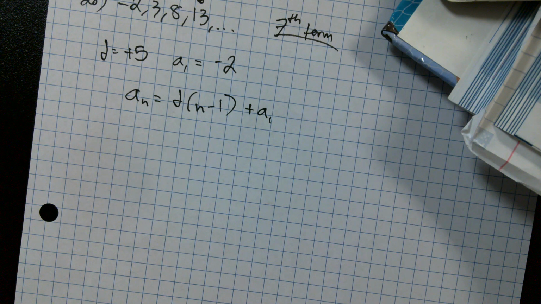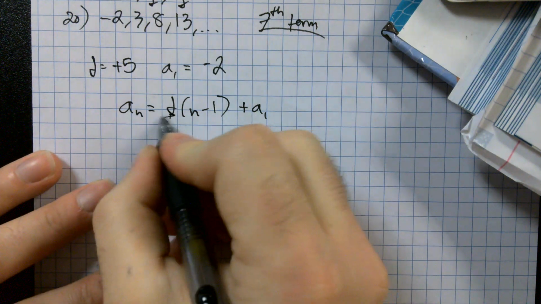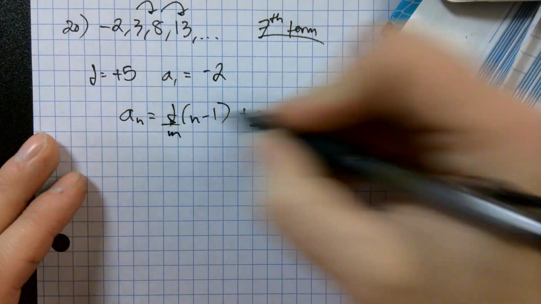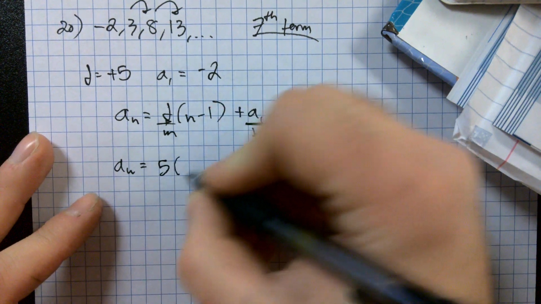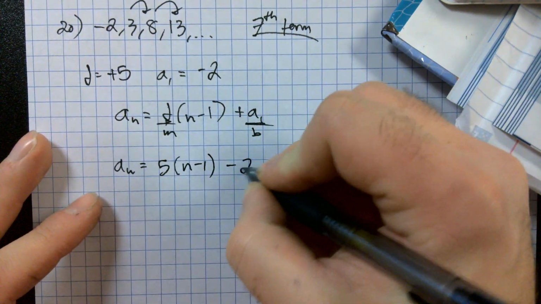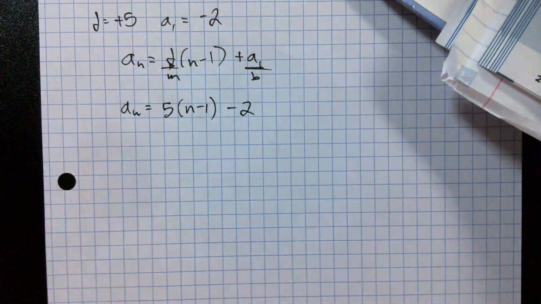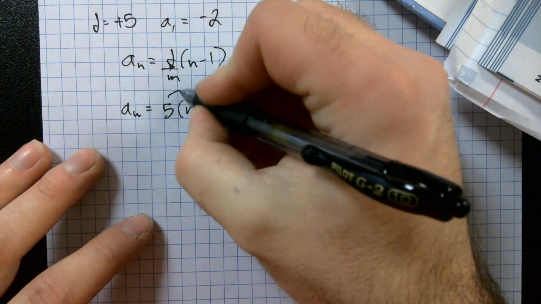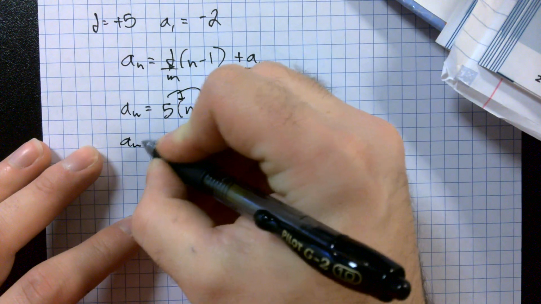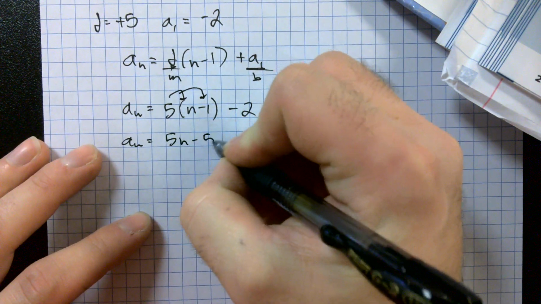Anyway, what can I plug into this equation now? I can plug in d and a sub 1, just like my m, just like my b. So I get a sub n is equal to 5 times n minus 1 minus 2. Is that what you guys got? Okay, what do we want to do now? We can distribute the 5. So I get 5n minus 5 minus 2.